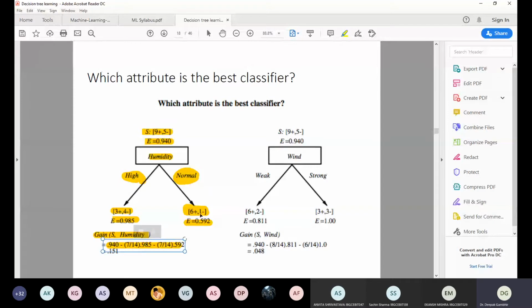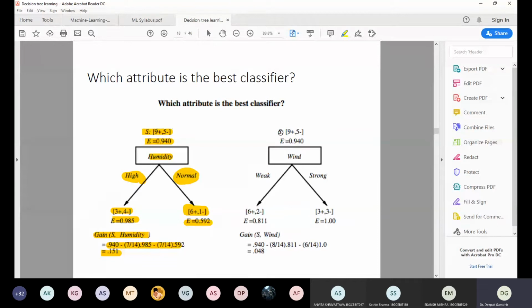Similarly, 6 plus 1, that is 7 by 14. And entropy in this case is 0.592, and entropy in this case is 0.985. So in this case, the information gain is 0.151.